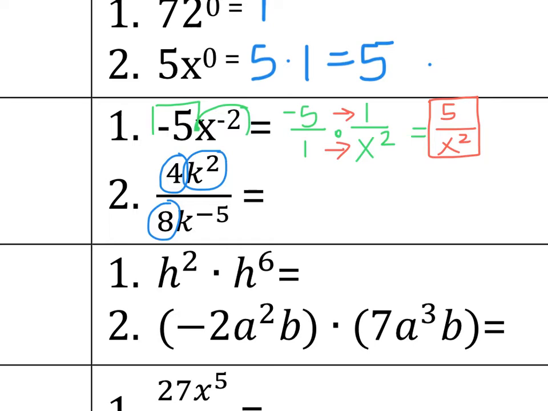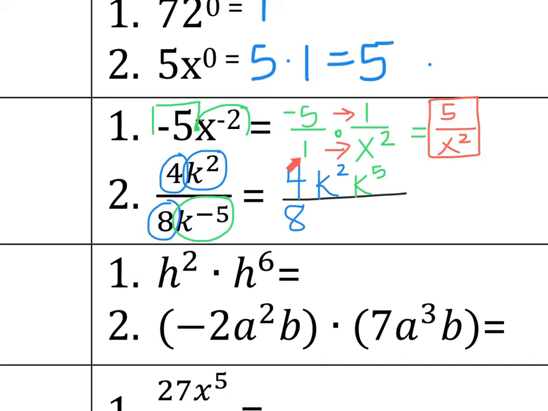So we're just going to rewrite that fraction bar. The 4 is going to stay where it is because it has a positive exponent. The k squared is going to stay where it is because it has a positive exponent, and so is the 8. What's going to change is the k to the negative 5. That's going to come up on top, and we're going to have a positive exponent.